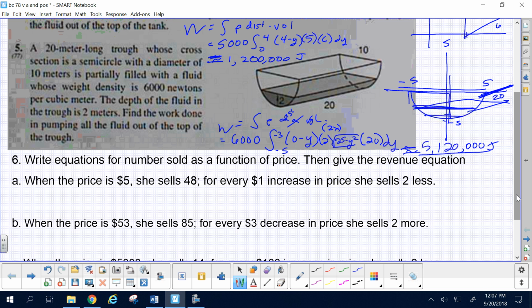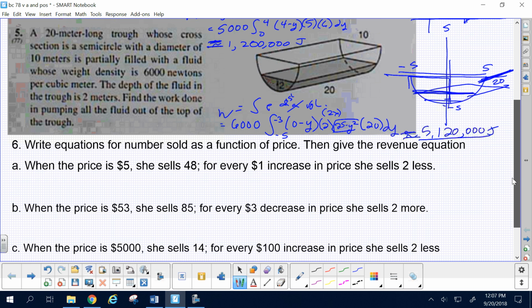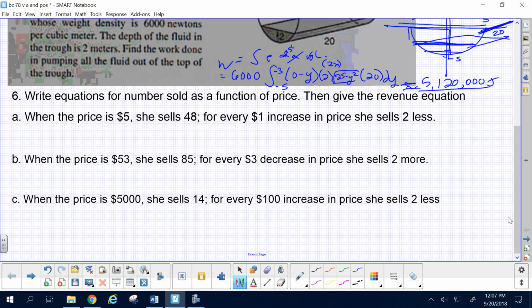Okay. All right, cool. I didn't have time to go over this on set 74. It was an optimization of profit problem, and so I'm trying to get you a little more practice on that. Here it goes. The hardest part by far is writing the price-number equation. Then the calculus is super easy. So check this out. If the price is $5, she sells 48. For every dollar increase in price, she sells 2 less widgets.